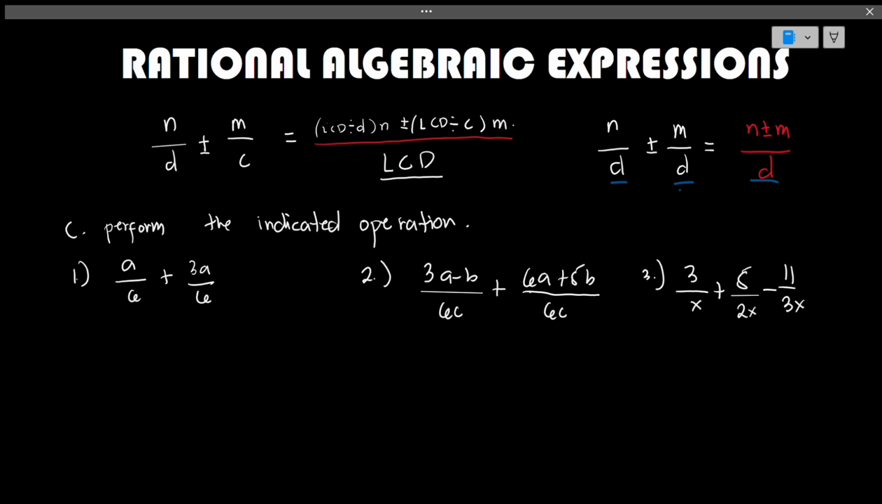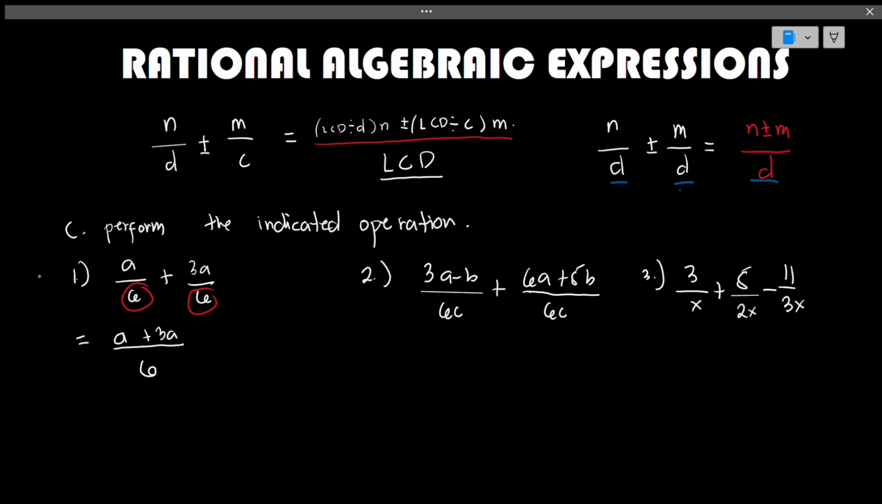Now let's go ahead and try example number 1. I have here 5 examples that we can try so that we'll learn how to add and subtract rational algebraic expressions. So we have a over 6 plus 3a over 6. Let's apply the same law. As you can observe, we have the same denominator, 6. Therefore, the only thing we need to do is copy the denominator. We write our two fractions as one fraction, then copy the numerators, which is a plus 3a.